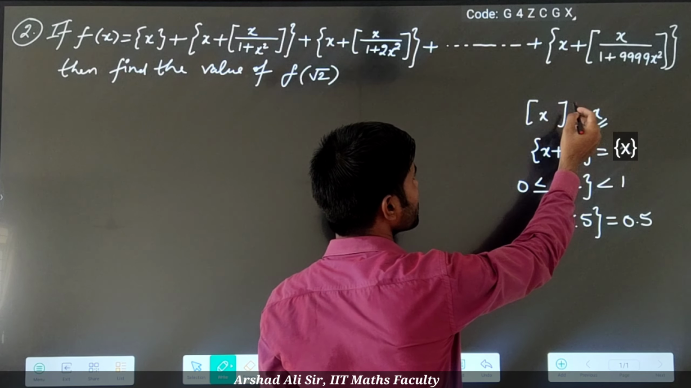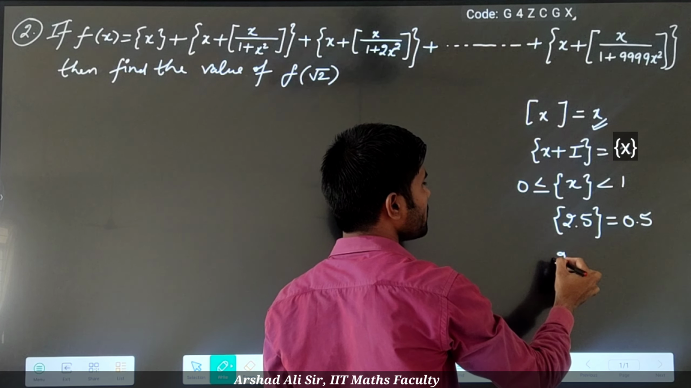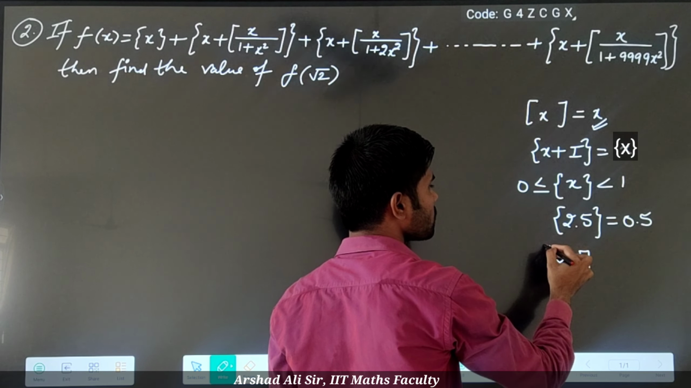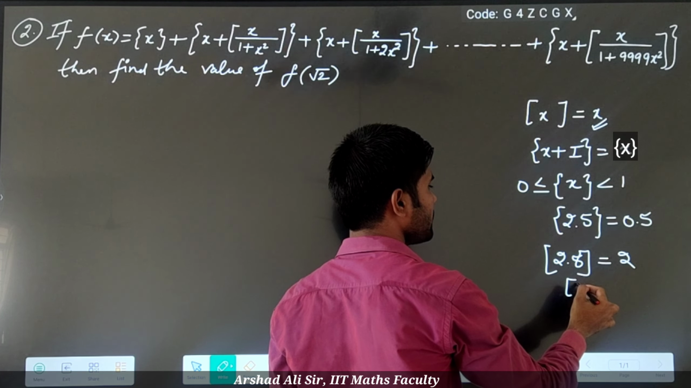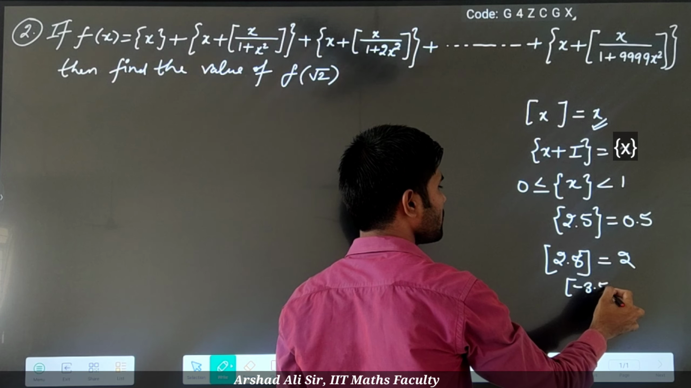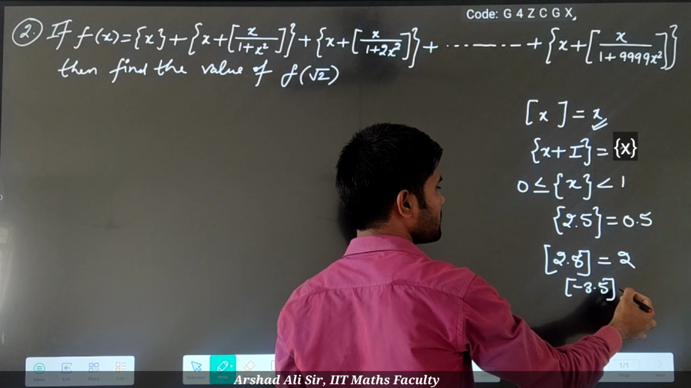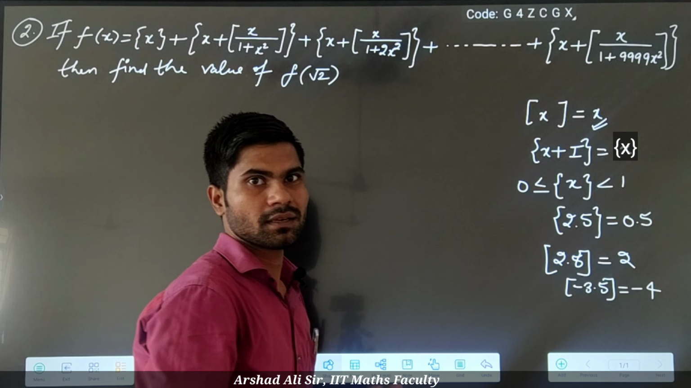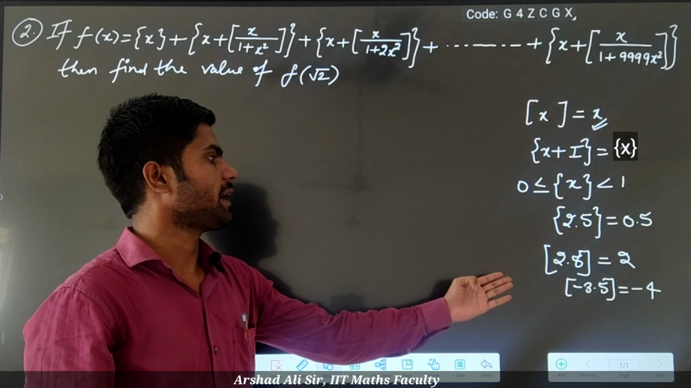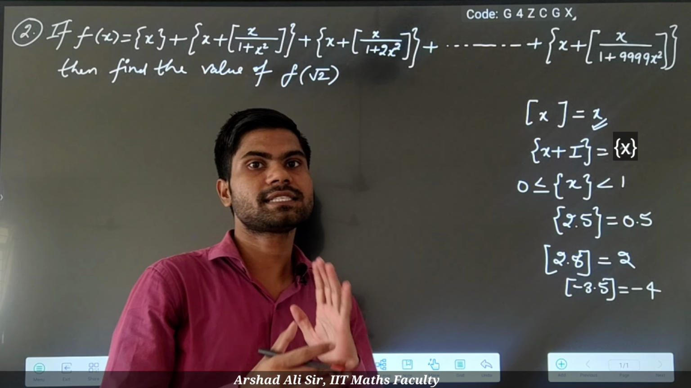Here, for the greatest integer function, suppose you are writing 2.5. 2.5 is not an integer, so what is the greatest integer less than it? 2. Suppose here you are writing minus 3.5. Minus 3.5 is not an integer, so what is the greatest integer less than it? It will be minus 4, okay. Most students sometimes write minus 3, but we need to write the lesser integer.